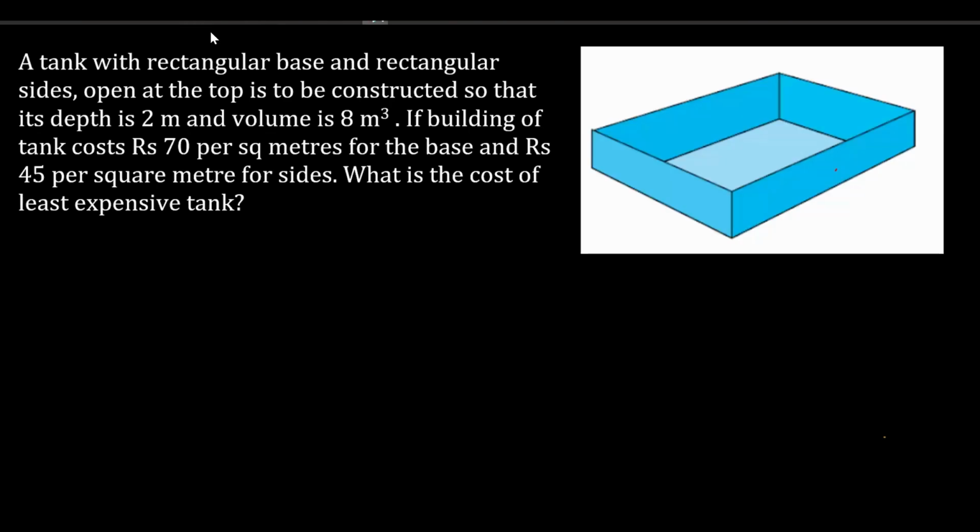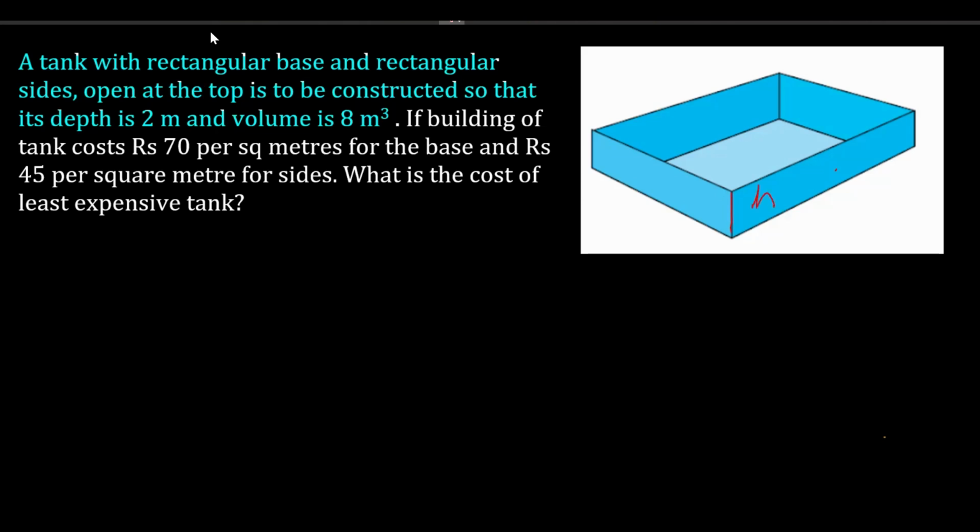In this question from the chapter Application of Derivatives, based on maxima and minima, it says a tank with a rectangular base and rectangular sides, open at the top, is to be constructed so that its depth is 2 meters and volume is 8 cubic meters. So depth is the same as height.